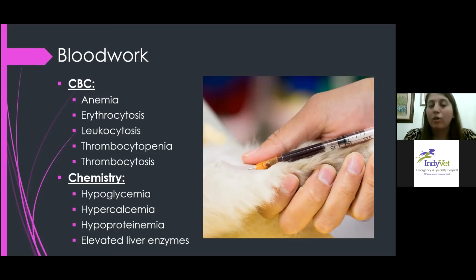Hypoproteinemia, mainly in our GI tumors, causing a loss of protein usually in the gastrointestinal tract, but also not being able to absorb those proteins appropriately, so we don't get them in our system. But also liver tumors, if they affect enough of the liver, which produces a lot of our proteins, it can be affecting the liver enough so that they aren't producing the proteins appropriately. And going along with that, if we have a liver tumor, we can have elevated liver enzymes.